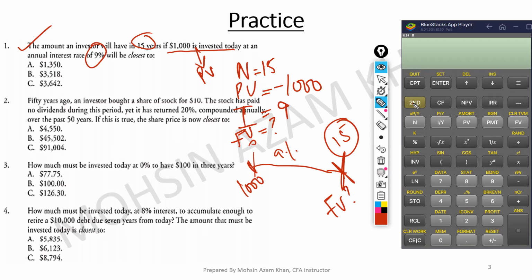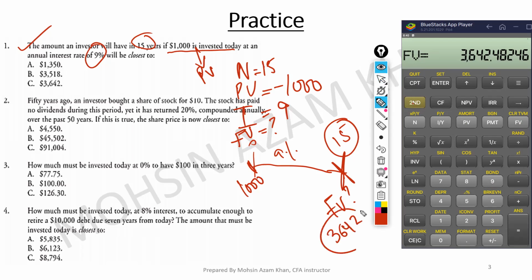First, I click second, clear TVM. It's all cleared. Now I'll enter 15 N. Then I click 1000 and click plus minus, so that becomes minus. Then click present value. Then I'll click 9 I/Y, and then I'll compute future value. So I'm getting 3642. My future value is 3642.